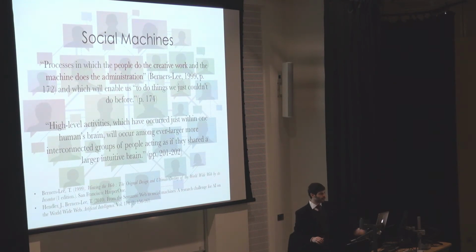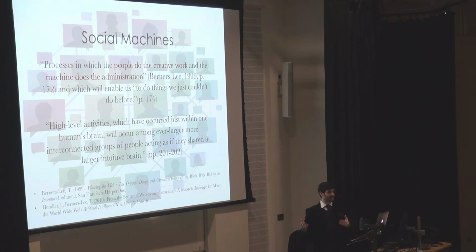Specifically, he says the idea is that if we efficiently design such social machines, then high-level activities like knowledge and justification, which have occurred just within one human's brain, will occur among even larger, more interconnected groups of people, acting as if they shared a larger intuitive brain. And again, they do seem the kind of distributed systems that can give rise to good knowledge.